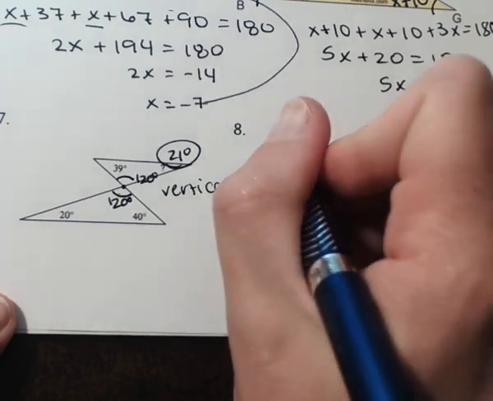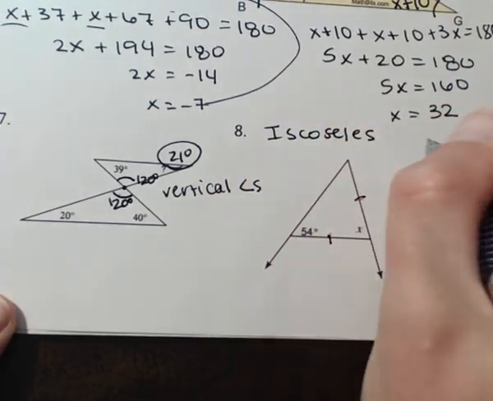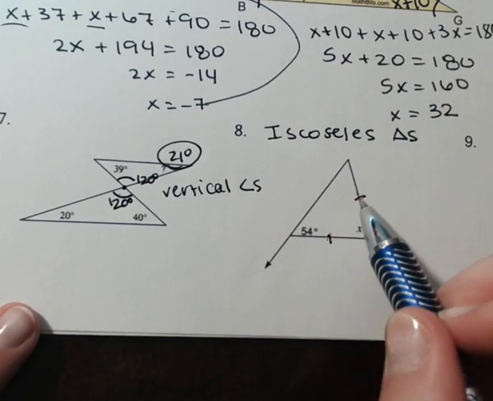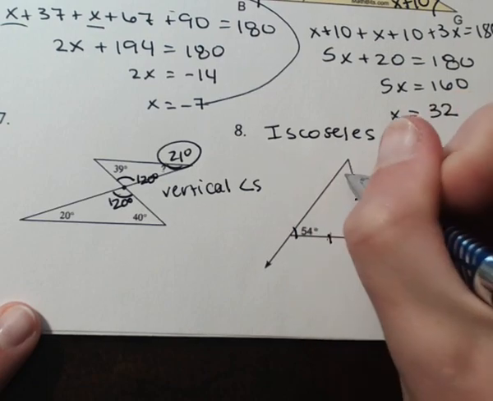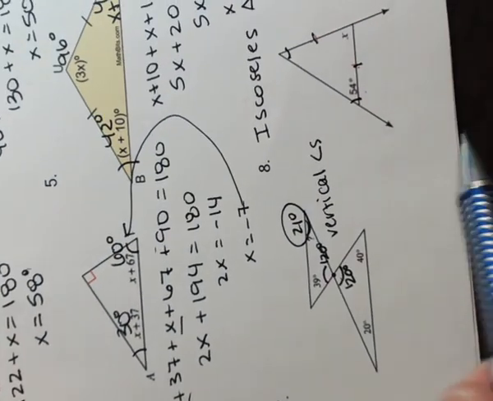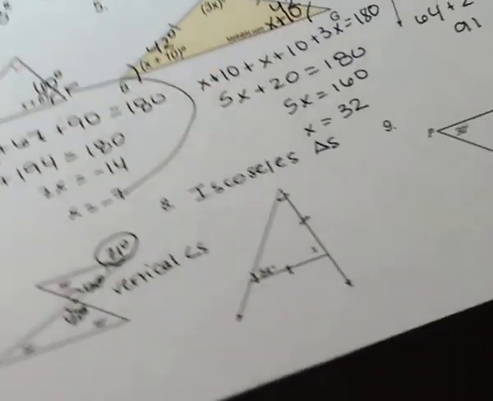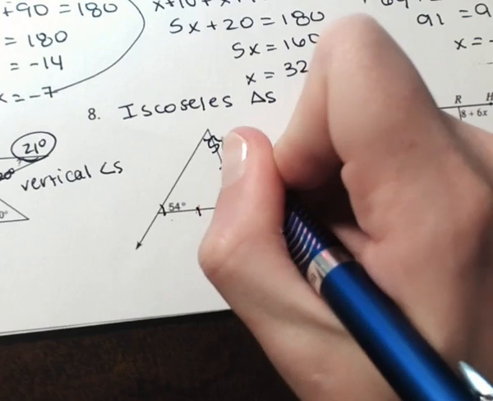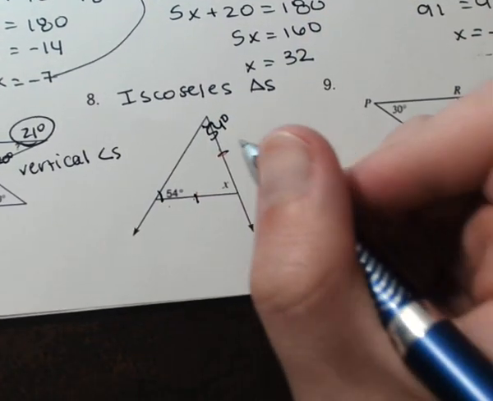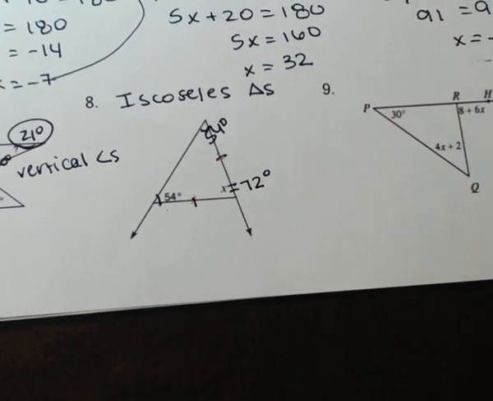Number 8, the only thing you need to recognize here is that these two lines mean that we have an isosceles triangle. So for an isosceles triangle, two sides are congruent, and then the two base angles. So it's really turned. If you look at it this way, it's a little bit easier. If the two sides are congruent, the two angles at the bottom are congruent. So then we have this is 54 degrees as well. Add up your two angles, subtract from 180, so x equals 72 degrees.